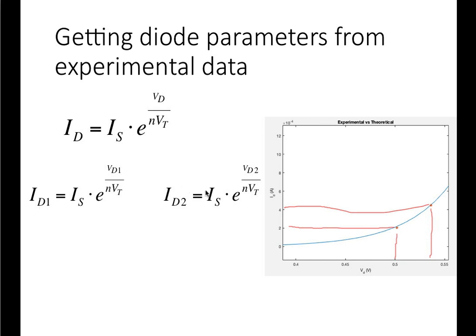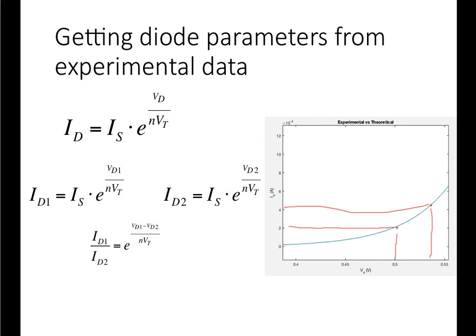So I have two equations and two unknowns. What do I not know? I don't know IS and I don't know N. We can assume VT is as we computed it in the prelab, so it'll be just over 25 millivolts. You can use the number that you used in the prelab if you like. So what do we do?